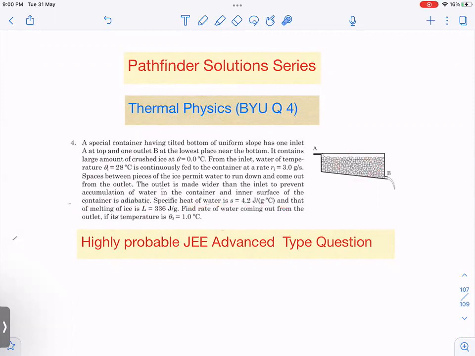Specific heat of water is given, and the latent heat L is given. Then we have to find the weight of water coming out from the outlet if its temperature is 1°. So the key point is that water is coming in at this temperature and going out at this temperature, while inside the ice has temperature 0, right? So let us see how we solve it.